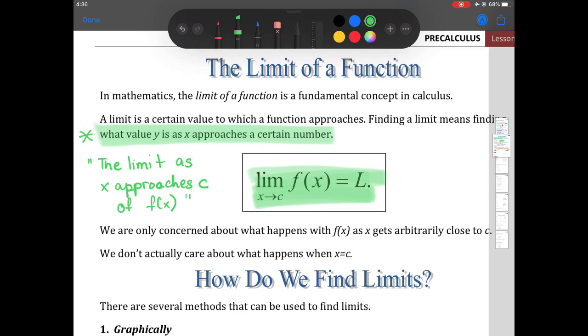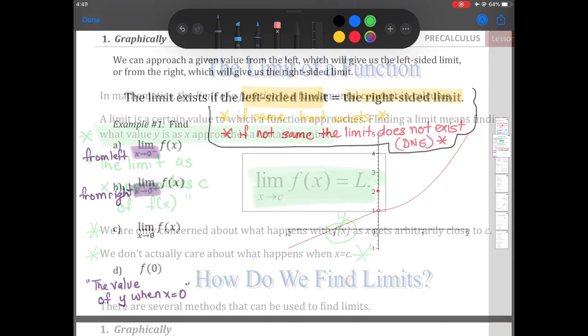There are two things that I really want you to focus on in here. When you're finding limits, it means what value y is as x approaches a certain number. And the second thing, we're only concerned with what happens with f of x. F of x means what? We're talking about the y value. We're not concerned with the x value. We're talking about the y value as x gets arbitrarily close to c. Once we do the questions, it'll make more sense, right? And you can just read all these notes to yourself. How do we find it?